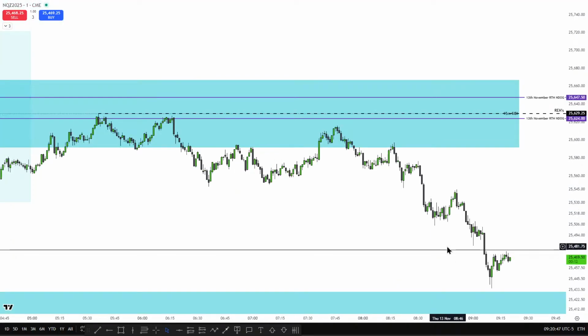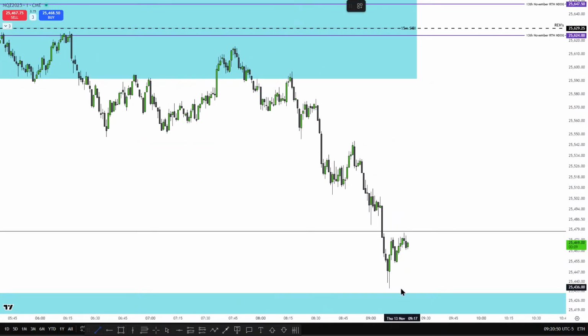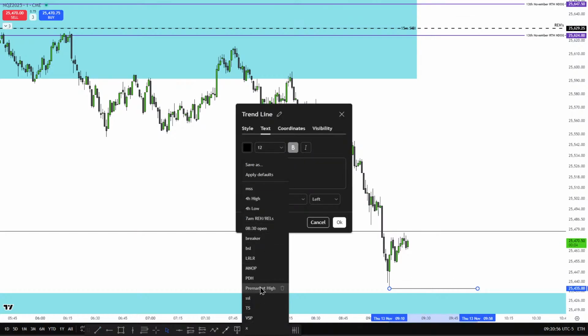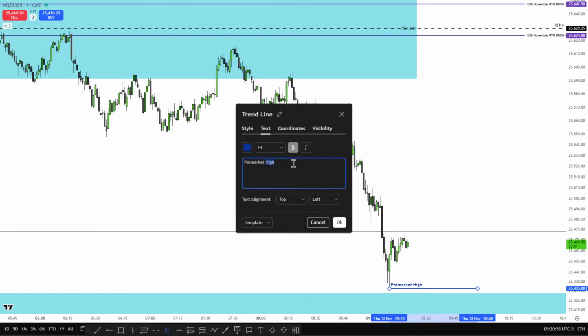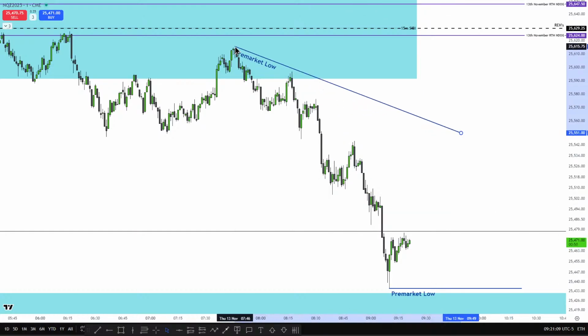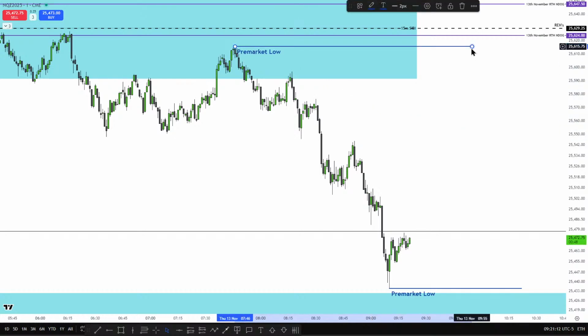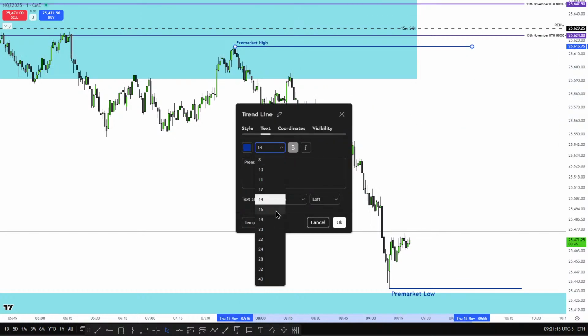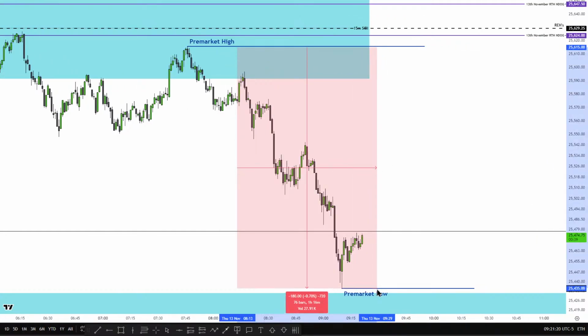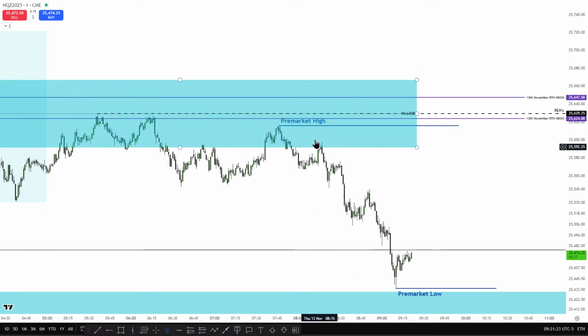Okay, pre-market low. We've got this. Had to make a preset for this. And then pre-market high all the way up here. Very large pre-market range. We've got 180 handles, so we'll have to grade this as well. I'll grade it.